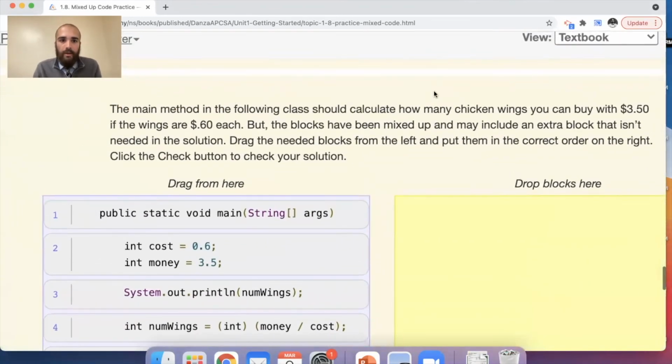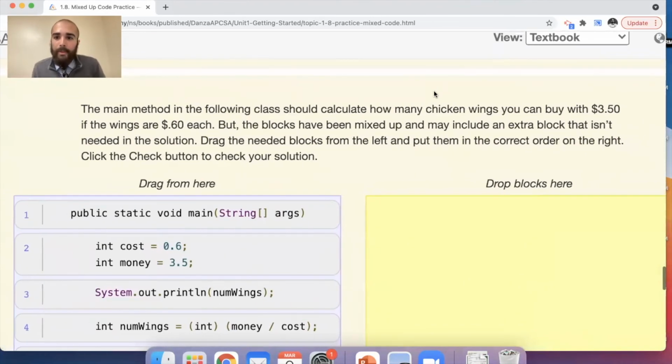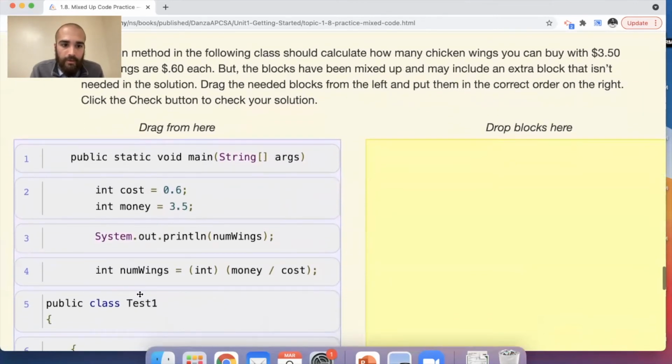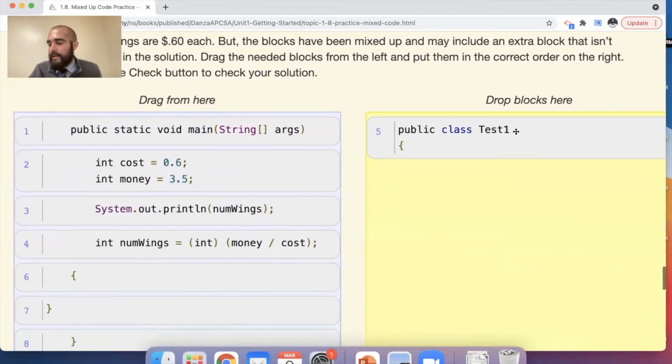Okay, it says the main method in the following class should calculate how many chicken wings you can buy with $3.50 if the wings are 60 cents each. All right, so we know we're creating a main method. First, I've got to open up my class. We'll talk more about classes later. We just need to know that you need to create a class to put the main method in.